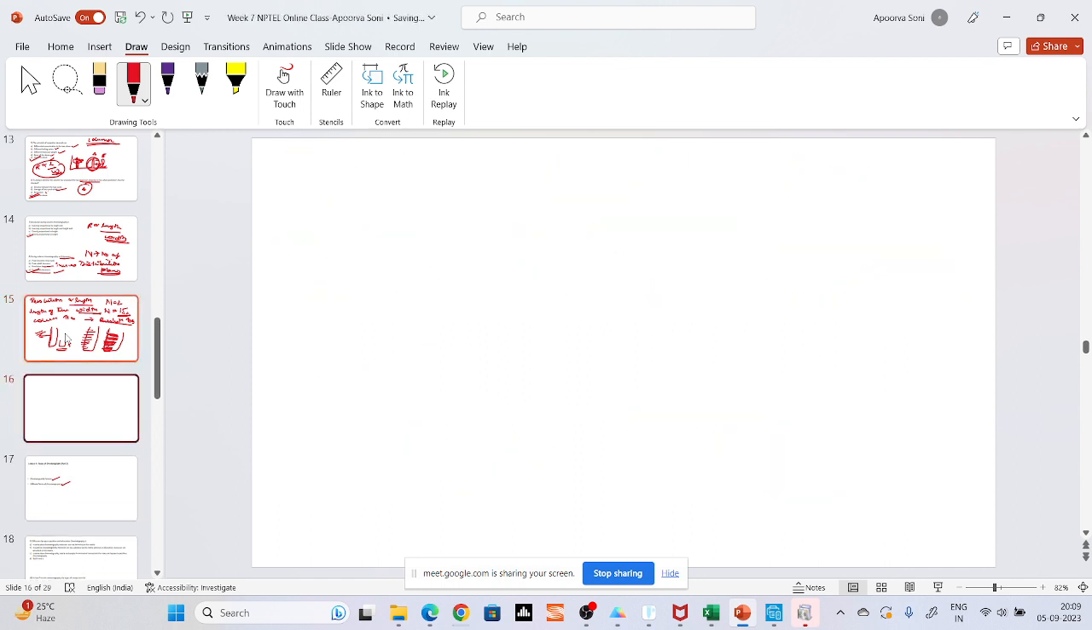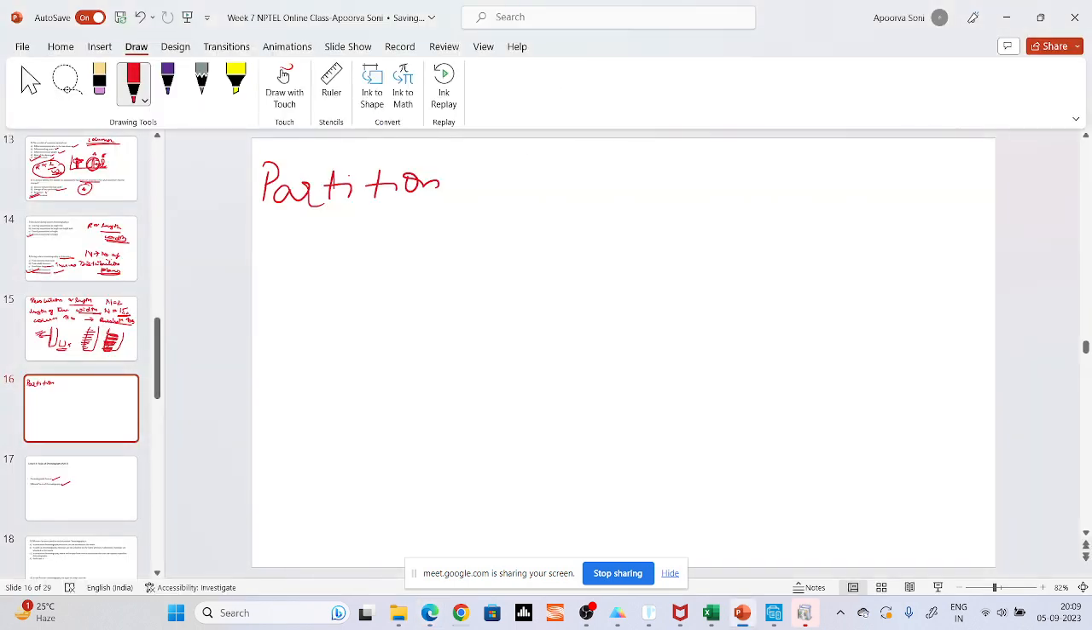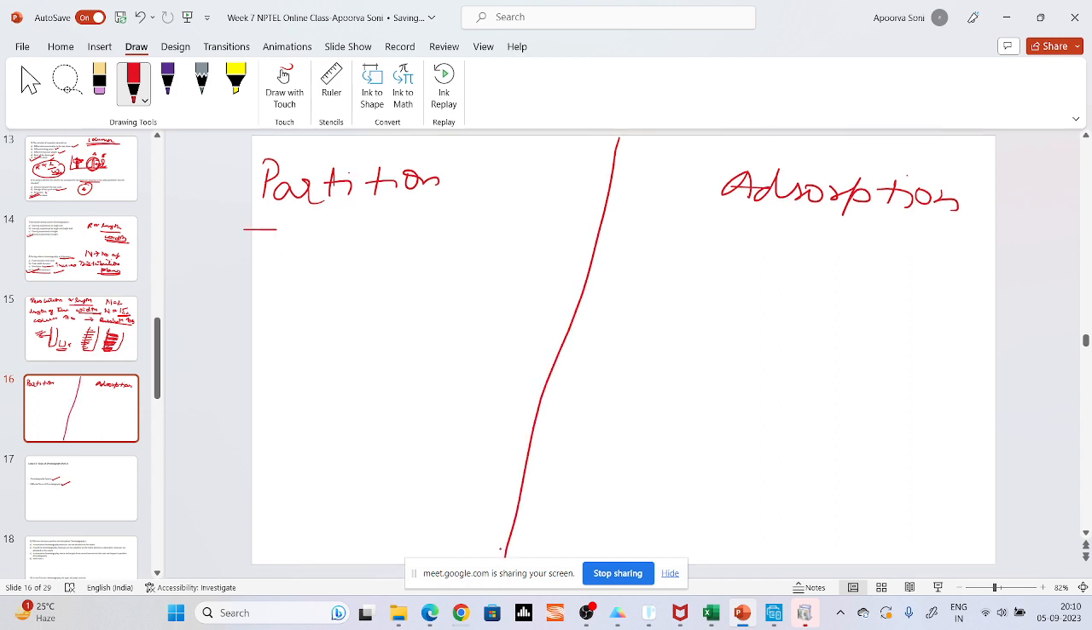Okay. And second is adsorption. Extremely sorry for my very bad handwriting, but I'm very new to this. Okay, anyways. So, in partition chromatography, this is your column.